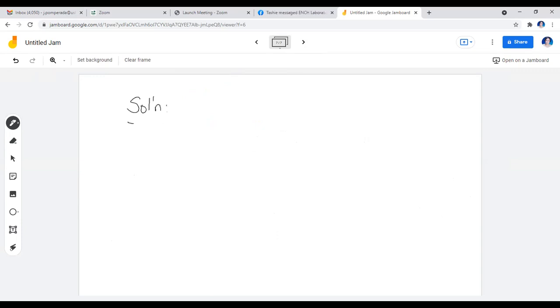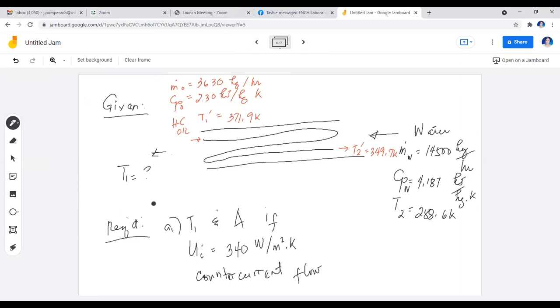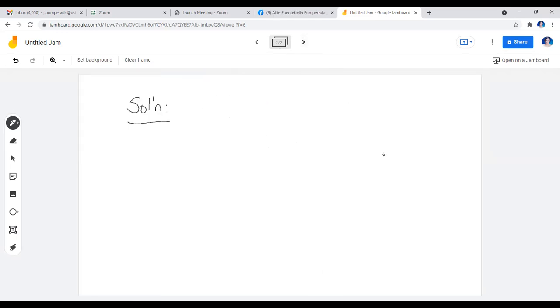Question, big question. What formula will I use so that I can find that T sub 1? It may not be a direct formula that will be reflective of T sub 1, but it should be a formula where I can start with. So we have Q equal to U sub I A sub I delta T log mean. Before we used delta T mean, now we will use delta T log mean.